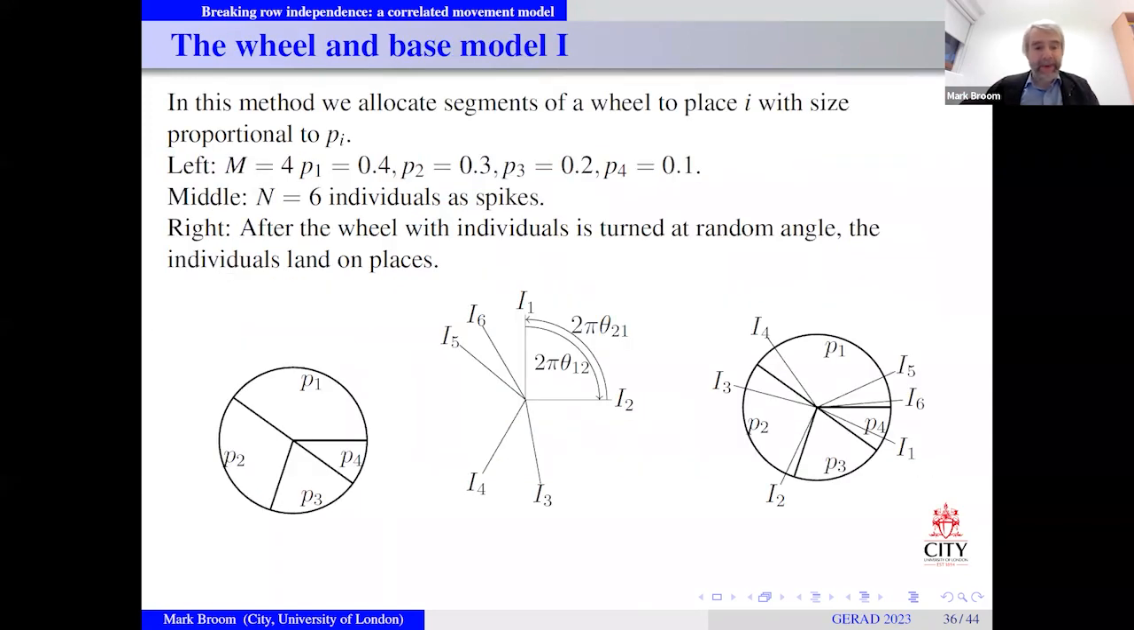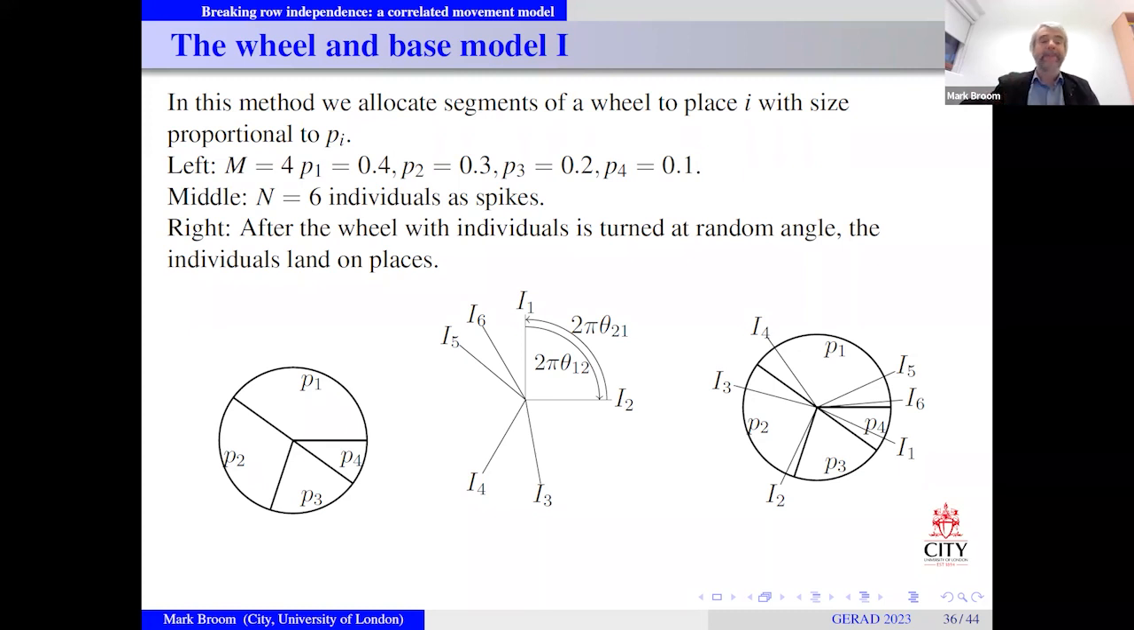So here's a wheel. What I do is I allocate the base of my wheel with the size of each segment of the wheel proportional to my probability. So if I've got a probability of 0.4 that I want to go to place 1, then the length of the arc for place 1 will be 2 pi times 0.4, and so your region is just proportional to the probability of going there in your target.